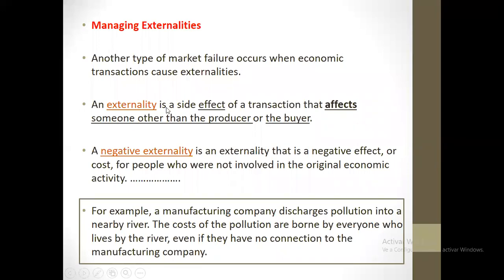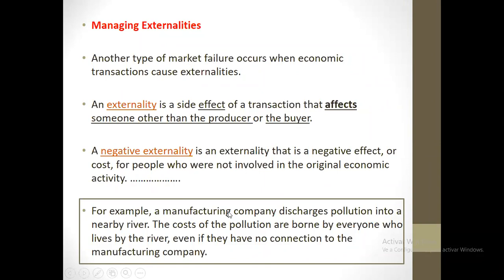externalities. But what are externalities? Well, here it is. An externality is a side effect of a transaction that affects someone other than the producer or the buyer. A third party, afecta a un tercero. Now, there are positive and negative externalities. A negative externality is a negative effect or cost for people who were not involved in the original economic activity. Aquí hay un ejemplo.